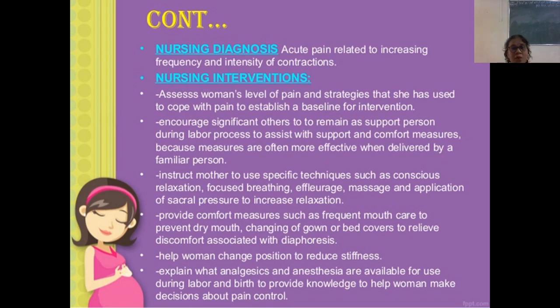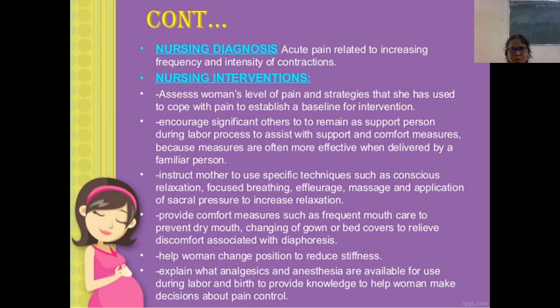Next, acute pain related to increasing frequency and intensity of contractions. The interventions are: assess the woman's level of pain and the strategies she has used to cope with the pain to establish a baseline for intervention. Encourage significant others to remain as support persons during the labor process to assist with support and comfort measures, because measures are often more effective when delivered by a familiar person.